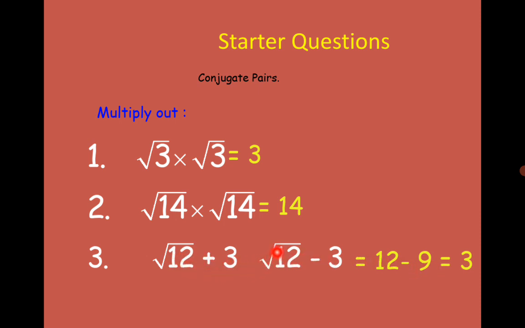Root 12 times root 12. By the way, this is what is called the, what do you call this again? This is called the difference of two squares. It will lead to difference of two squares. Root 12 times root 12 is just 12. 3 multiplied by minus 3 is minus 9. So the result is 12 minus 9, which is 3.